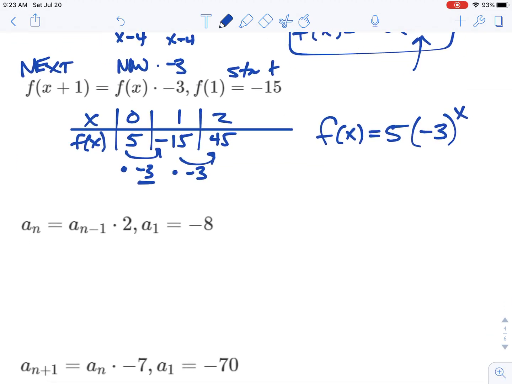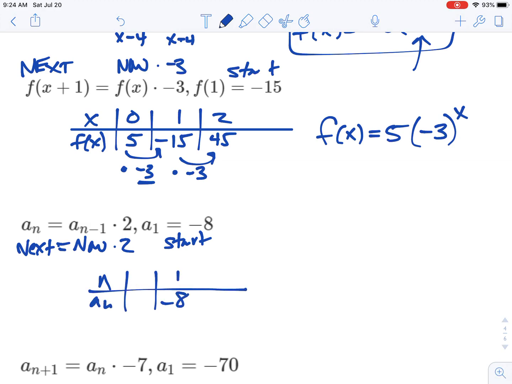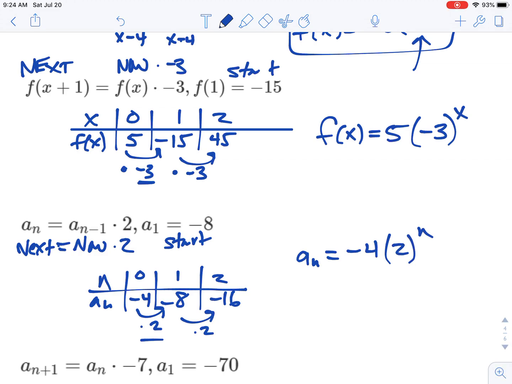For the different notations down here, again, very similar. This is the next equals the now times 2, starting at -8. So for our little table, let's use different notation. Let's use n and a of n, since that's what we're given. Our first term is -8. Our second term would be that times 2, which would be -16. So working backwards, something times 2 was -8. That would be -4. So our formula is just the y-intercept times that factor of 2 to the n this time, since we're using n's instead of x's.